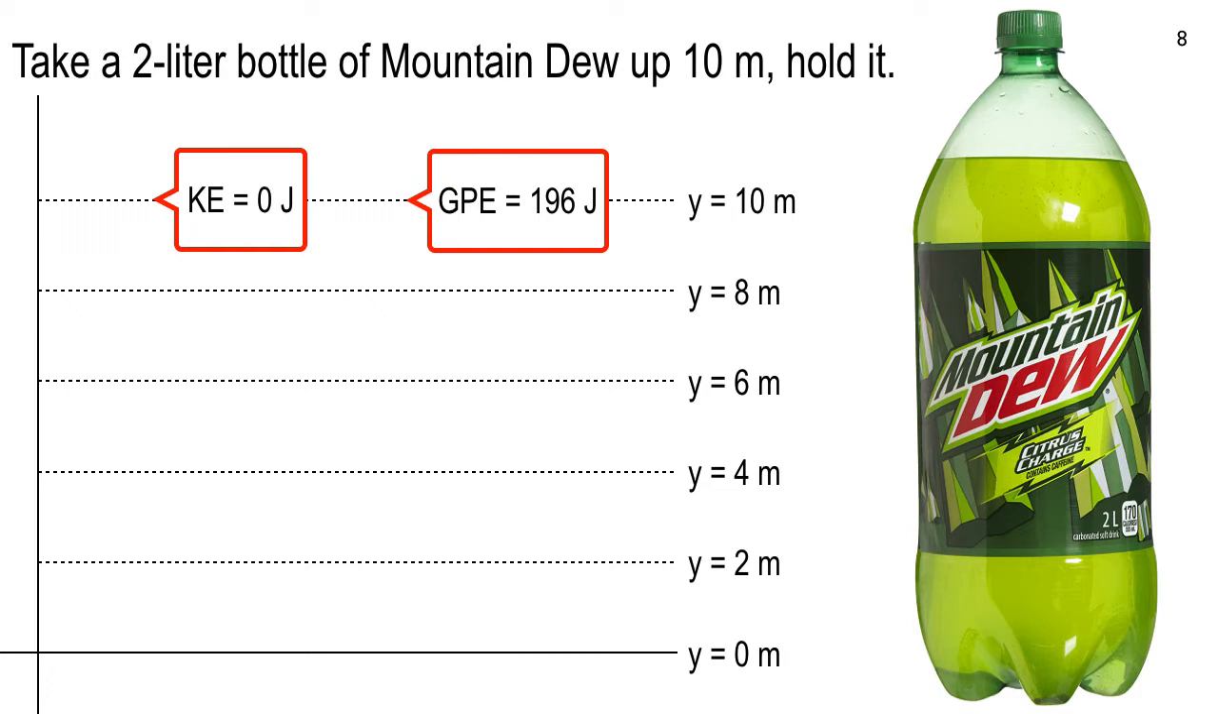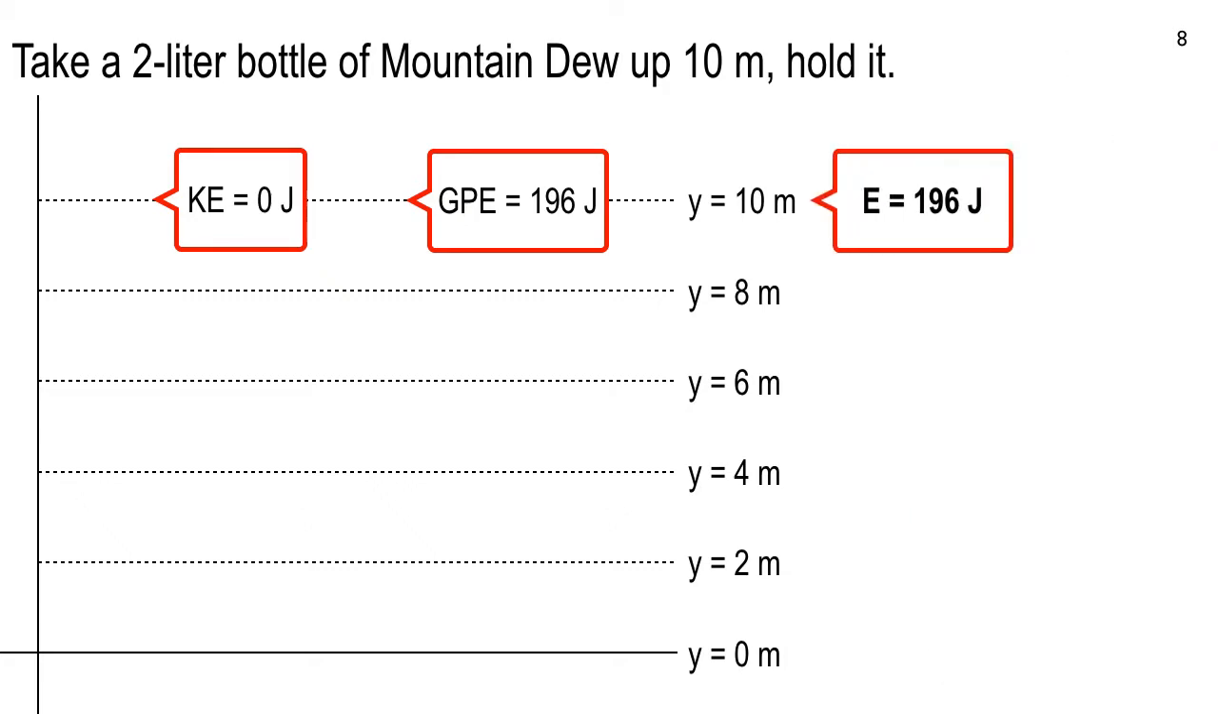Now, if you add up those two energy values, you get 196. And my wonderful students, that is what we call the total mechanical energy. And the symbol for that is capital E by itself. And it's just the sum of whatever kinetic energy you've got and whatever GPE you've got. All right?